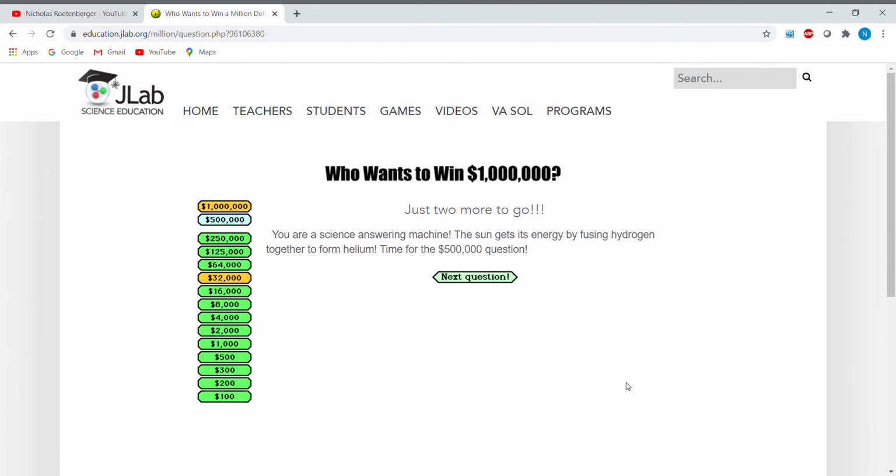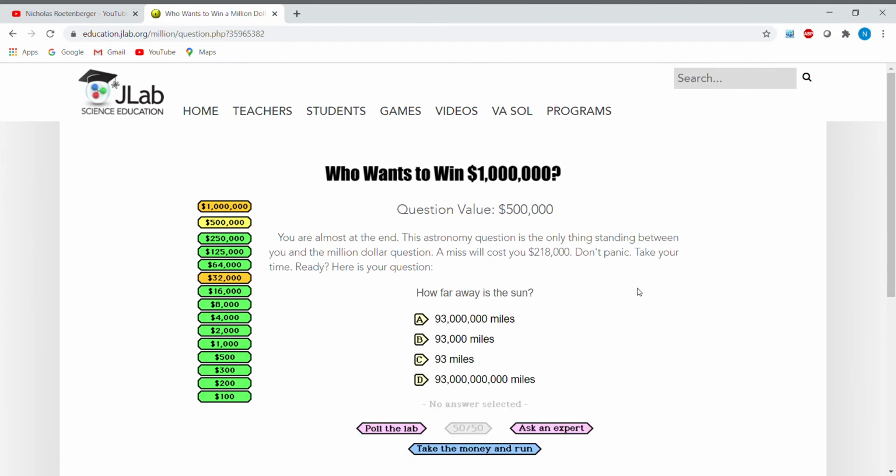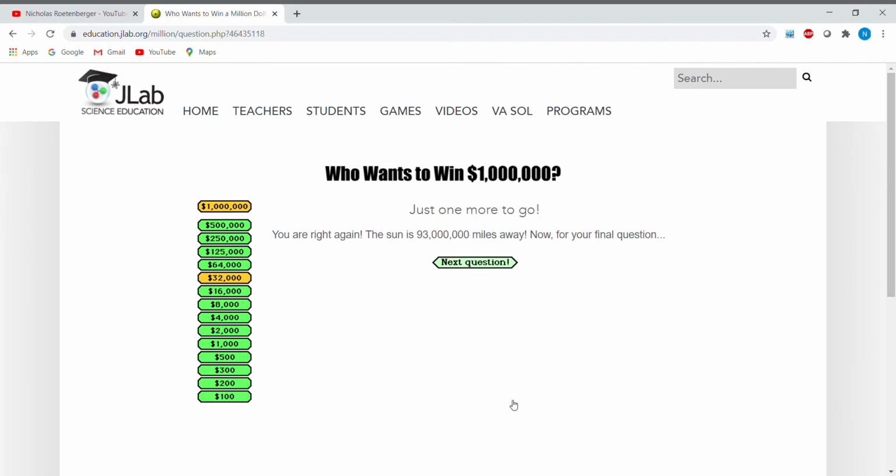This is for $500,000. How far away is the sun? 93 million miles, 93,000 miles, 93 miles, 93 billion miles. That would be 93 million miles. A. We got $500,000.